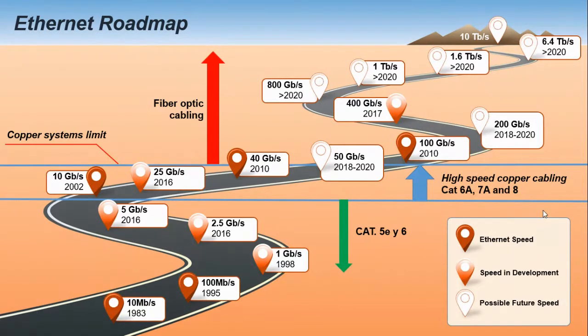But high-speed copper wiring, which is today's subject matter, has its own limitations regarding distances, bandwidth, and so on. And as depicted here by the picture, 40 gigabits per second is the fastest we can expect to transmit data over a twisted pair cable. Beyond that, we will have to turn to fiber optic cabling, which is another subject altogether.